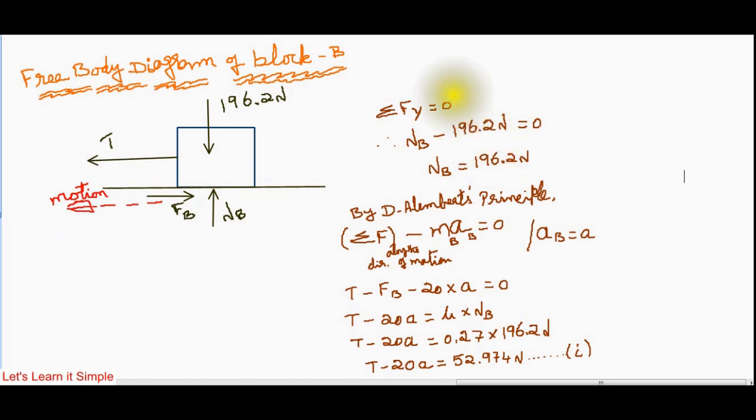Now let us first apply the condition sigma Fy equal to 0. There are two forces, 196.2 and NB. NB is up, therefore positive. 196.2 is down, which is negative. So in that way, we have NB as 196.2 Newton. Next we need to apply D'Alembert's principle. D'Alembert's principle says that summation of the force along the direction of motion minus m a equals 0.